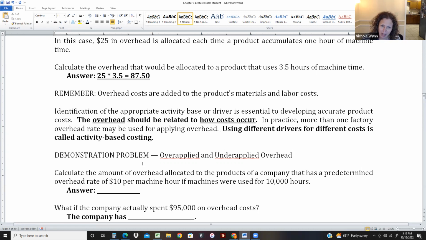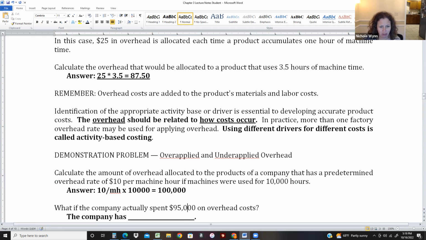And so what's going to happen is we're going to have some extra. We're going to have a little bit of an offage, and we have to decide what we're going to do with that. So it says calculate the amount of overhead allocated to products that has a predetermined overhead rate of 10 per machine hour. So this is the rate that we're given, $10 a machine hour, if machines are used for 10,000 hours. So our machines run 10,000 hours at $10 an hour. So 10 per machine hour times 10,000 equals 100,000.